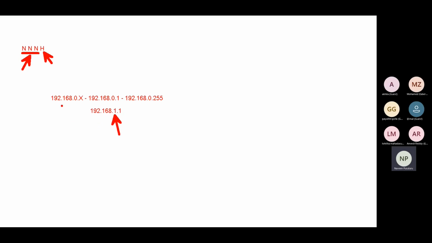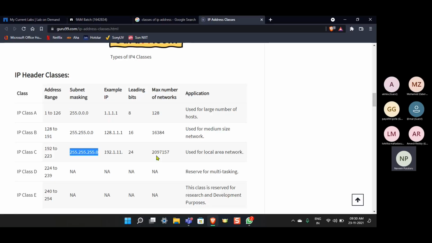So the number of networks in class C is very high. We can have about 20 lakh 97,152 networks in class C, because 192.0.0 is one network, 192.0.1 is one network, 192.0.2 is one network. Like that, we'll have so many networks in class C.